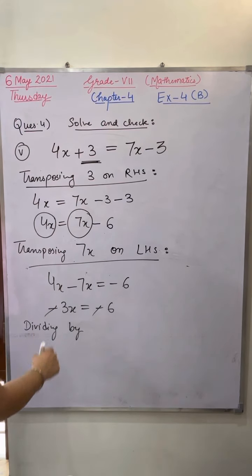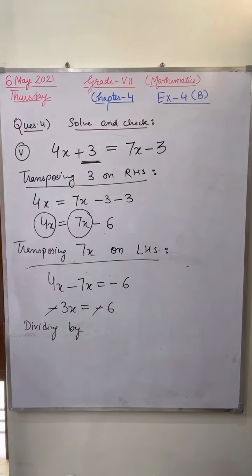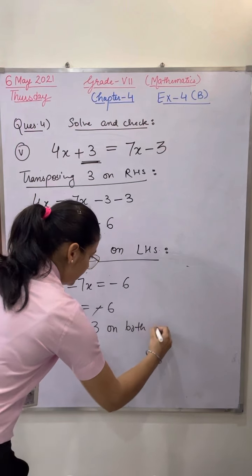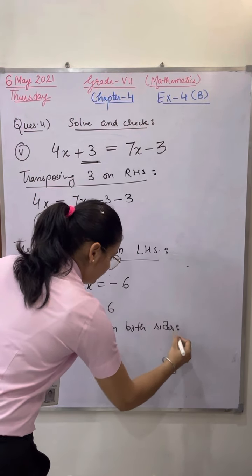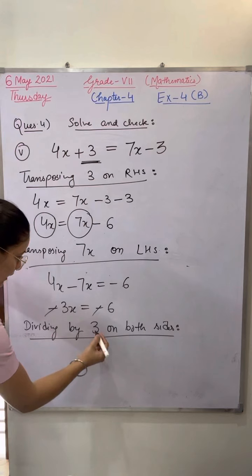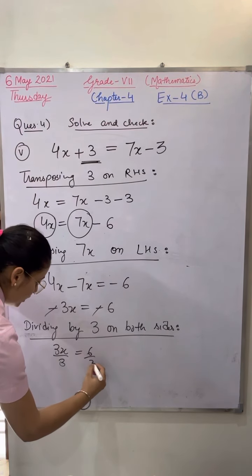Here on the left hand side I am having 3x. If I have to remove 3, so I have to divide with what? I have divided with only 3. Dividing by 3 on both sides. No worries. Mute yourself. Everyone, are you getting the question? Okay. So you have to divide. Dividing by 3 on both sides. It will be 3x upon 3, it is equals to 6 upon 3.